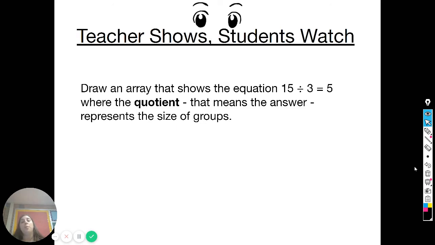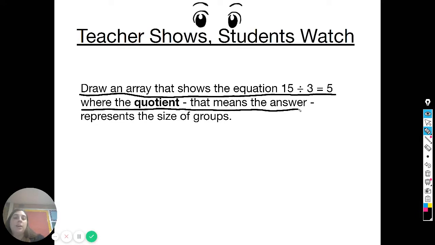Now I'm going to do a problem for you. As I work through it, please make sure that you are watching so that you don't miss anything that I am doing. It says, draw an array that shows the equation 15 divided by 3 equals 5, where the quotient, that means the answer, represents the size of the groups.